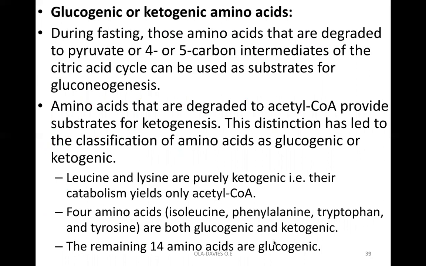I'll quickly talk about a few of these, and then we'll close for the day. When we talk about the glucogenic or ketogenic amino acid, what readily comes to mind is fasting condition. During fasting, those amino acids that are degraded to pyruvate or 4 or 5 carbon intermediates of the citric acid cycle can be used as substrate for gluconeogenesis.